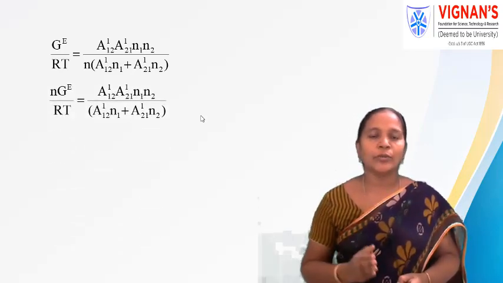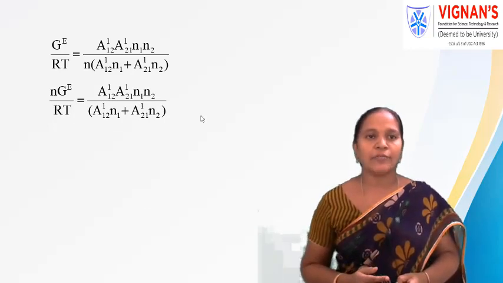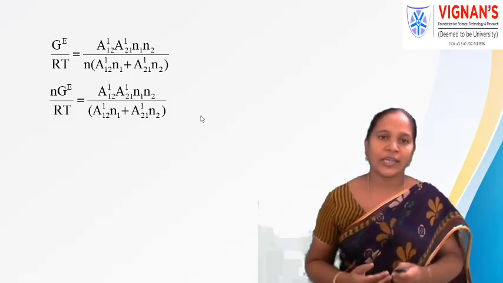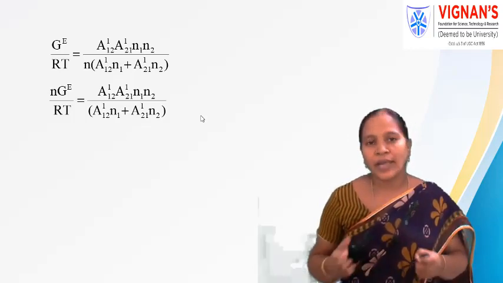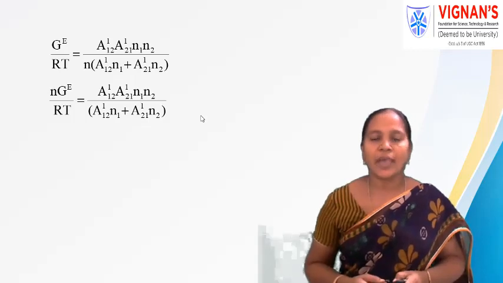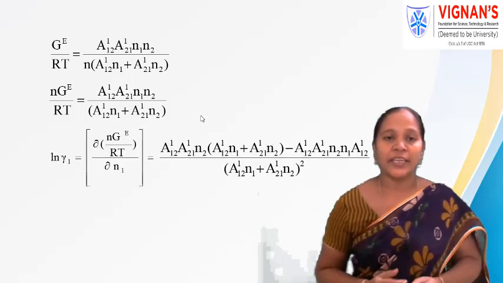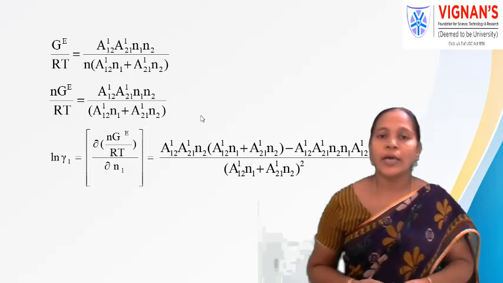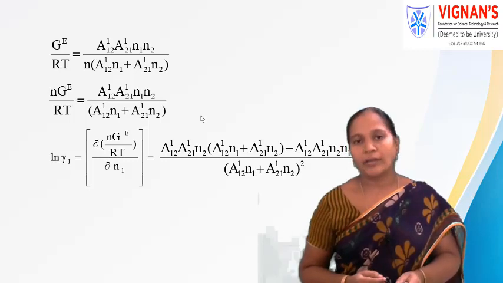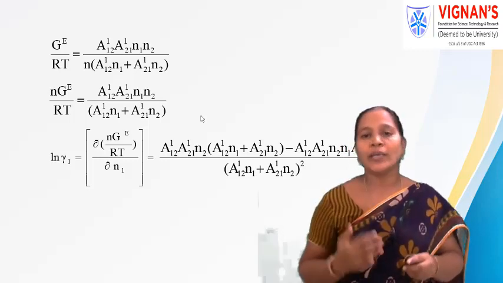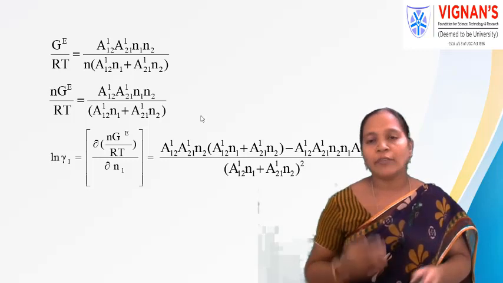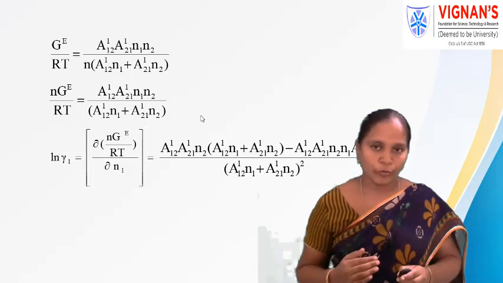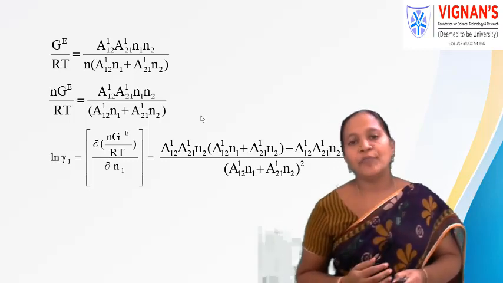Taking this n term to the right hand side of this equation, nG by RT is equal to A12 dash A21 dash n1 n2 by (A12 dash n1 plus A21 dash n2). Now differentiate nG by RT with respect to n1. That is equal to ln gamma 1. It is in the form of U by V. The differentiation of U by V is (V U dash minus U V dash) divided by V square.